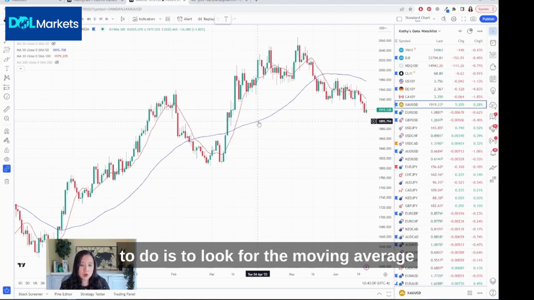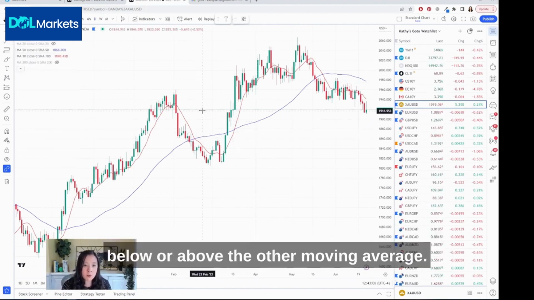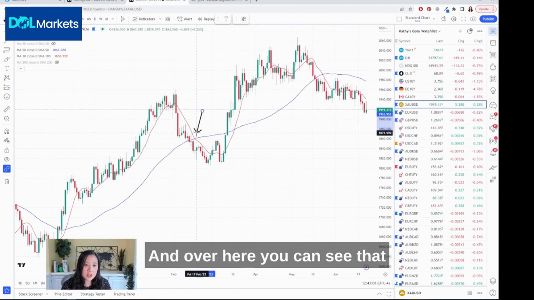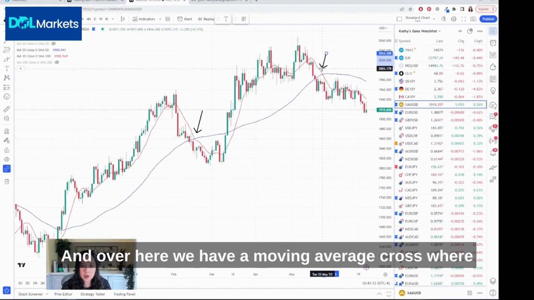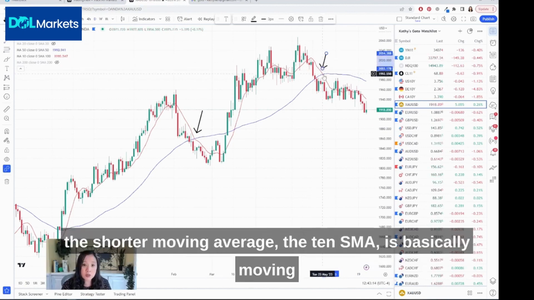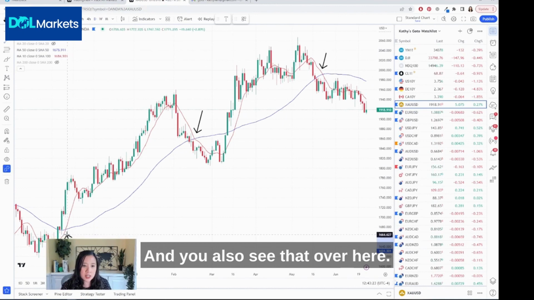All you want to do is to look for the moving average cross, where we have one moving average either crossing below or above the other moving average. And over here, you can see that we have a moving average cross, and over here we have a moving average cross, where the shorter moving average, the 10 SMA, is basically moving below the longer moving average, which is the 50 SMA. And you also see that over here.